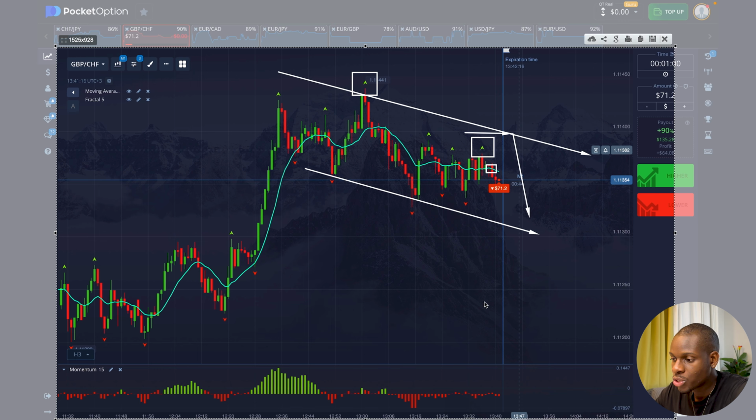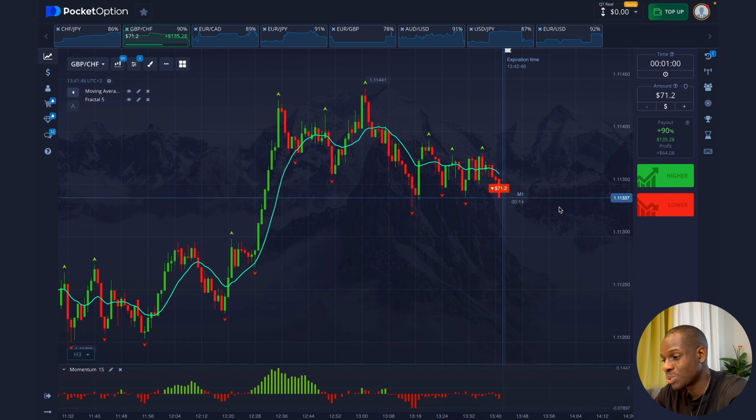Now the momentum oscillator is also gradually pushing down, as we can see. It's not as much as I would like, to be honest.